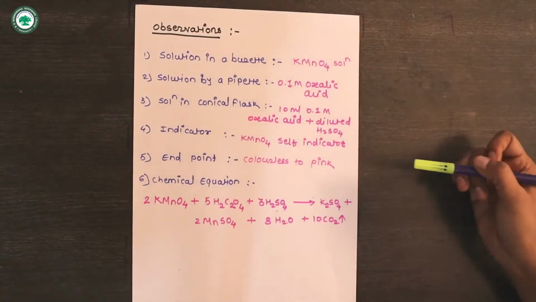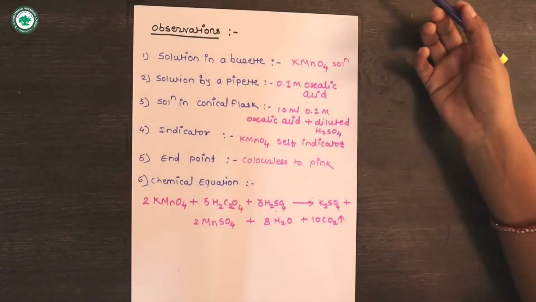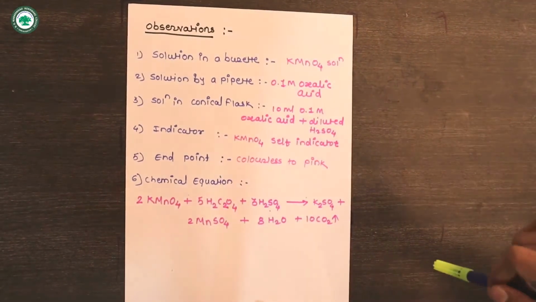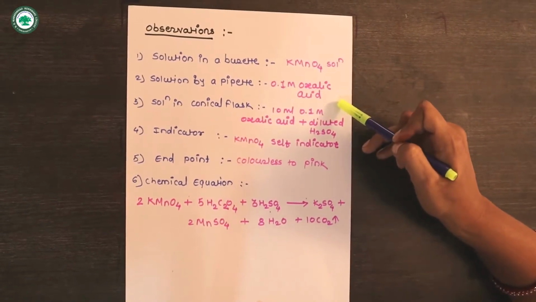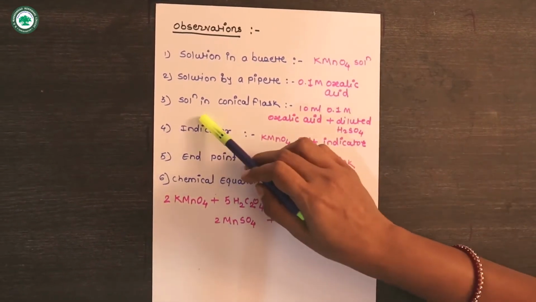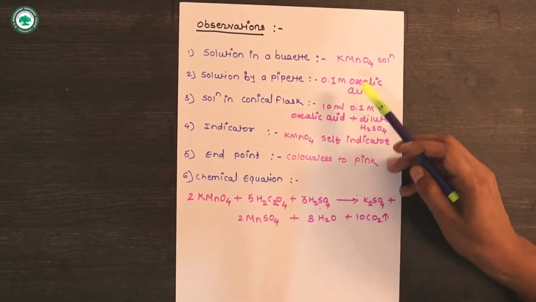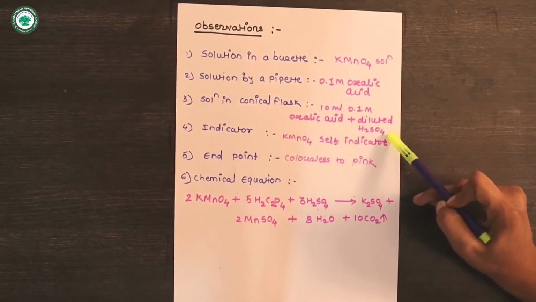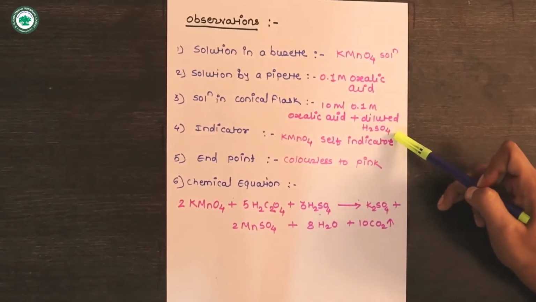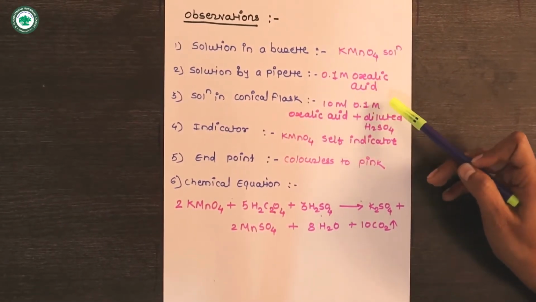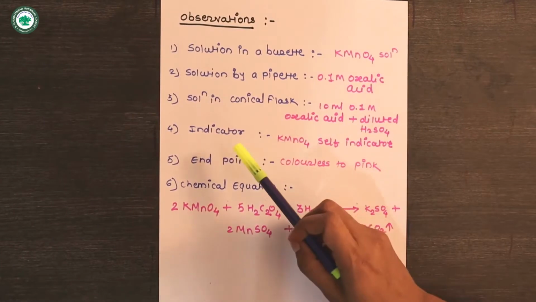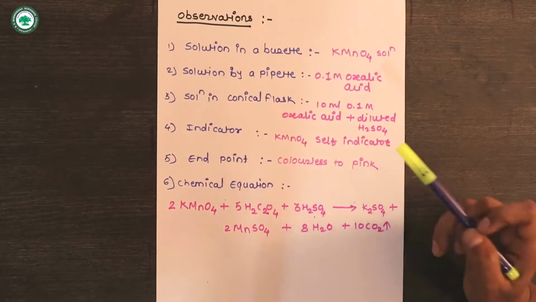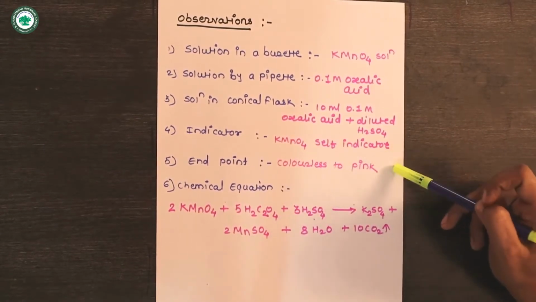Here is the observation. We know that the solution in the burette is the KMnO4 solution. Then the solution by pipette means we pipette out the 0.1 molar oxalic acid solution. Then the solution in the conical flask: 10 ml of 0.1 molar oxalic acid and 1 test tube of diluted H2SO4. Now the indicator: in this observation KMnO4 is used as a self indicator.